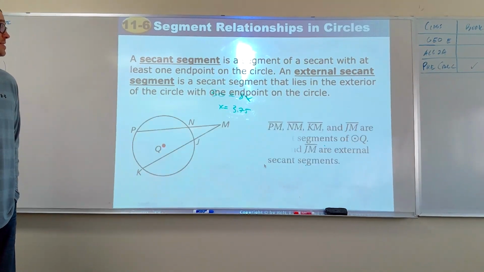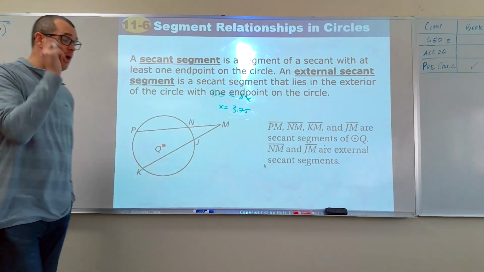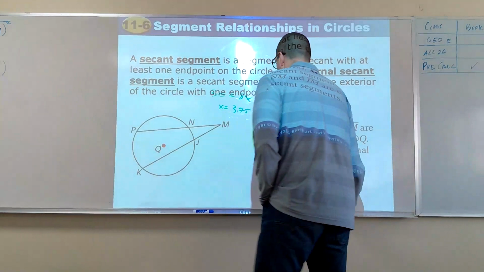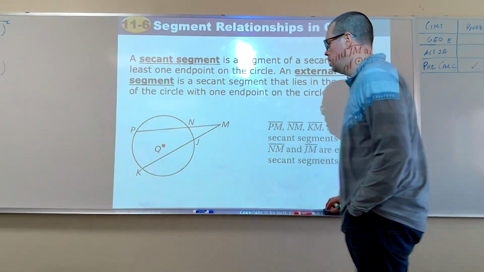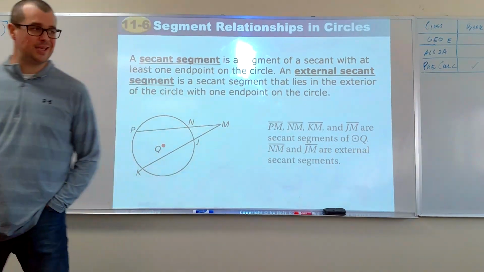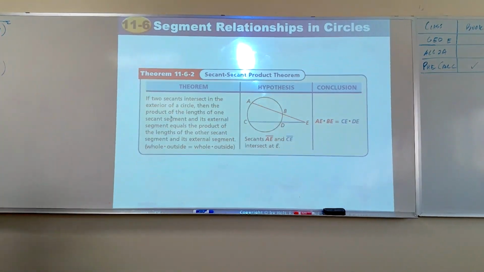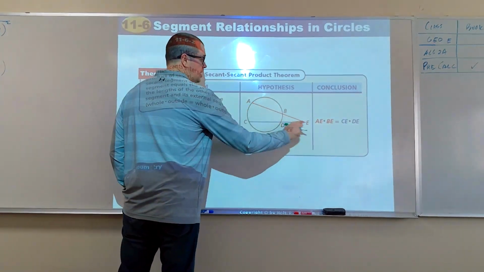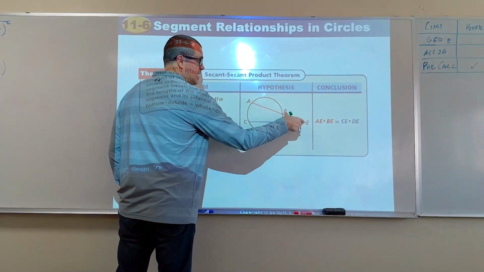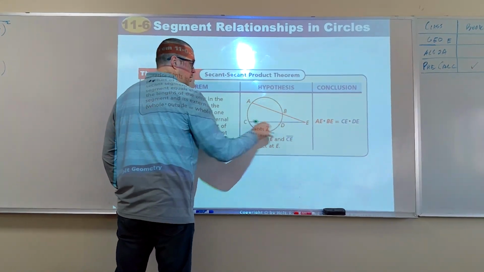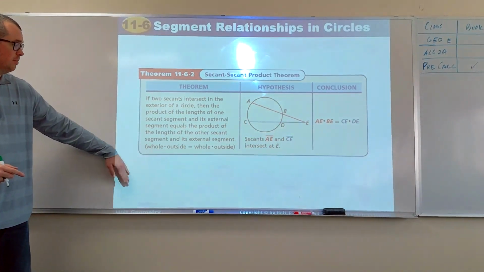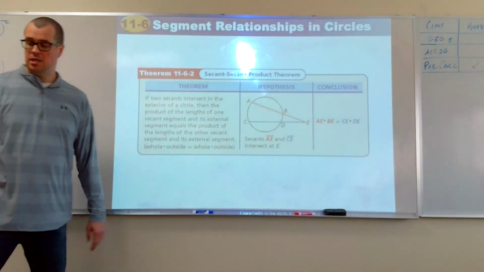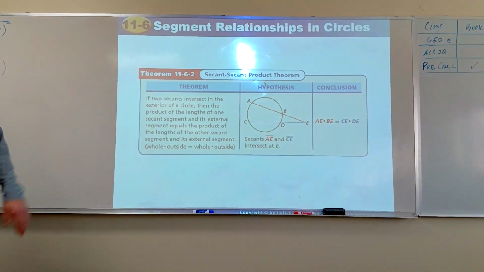All right. Secant. You have to think about this one for a secant now. If you have two secants outside the circle, you have to be careful with this one. But the formula to find the lengths is the whole enchilada. So AE times the outside: whole times outside. Right here says it best in the theorem. Whole times outside equals whole times outside, the whole thing.